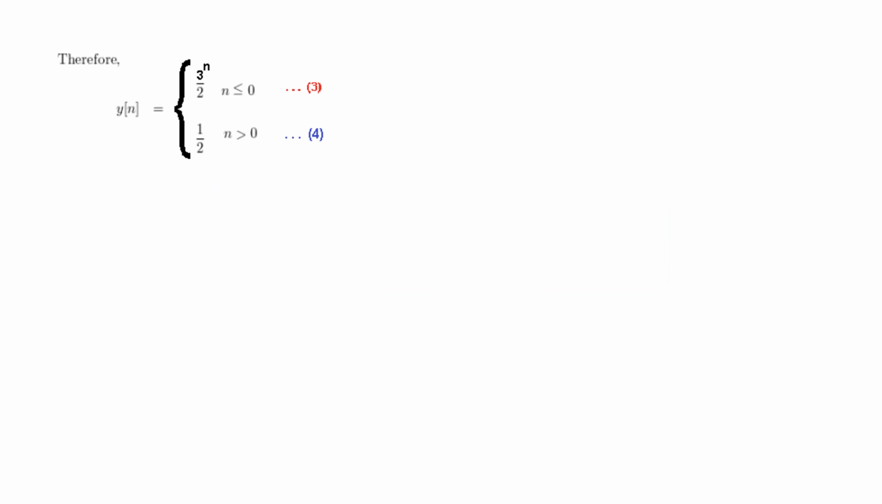So finally, this is our result. We have the output y[n] equal to 3^n divided by 2 for n less than or equal to 0 according to equation number 3, and 1 over 2 for n greater than 0 according to equation number 4. And now we can very easily plot this. Just take a couple of values for the upper one. If I take n is equal to minus 3, then minus 2, then minus 1 and 0, because it can only go up to 0, so we get these values.